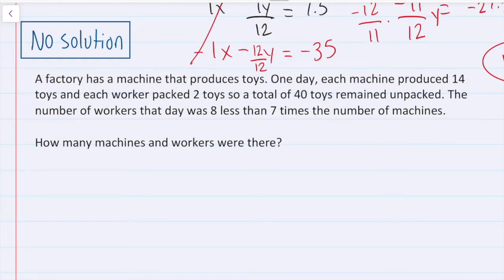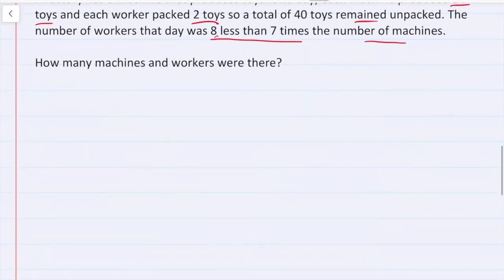All right, guys, so here's an example of a problem that has no solution. Let me show you why. We have a factory with machines that produce toys. One day, each machine produces 14 toys, and each worker packs 2 toys away, so a total of 40 toys remain unpacked. The number of workers that day was 8 less than 7 times the number of machines. A lot of information, but let's take it a step at a time and we'll be fine.